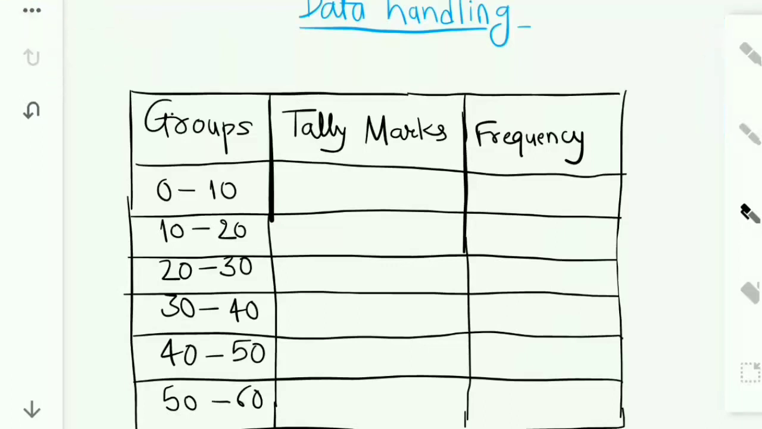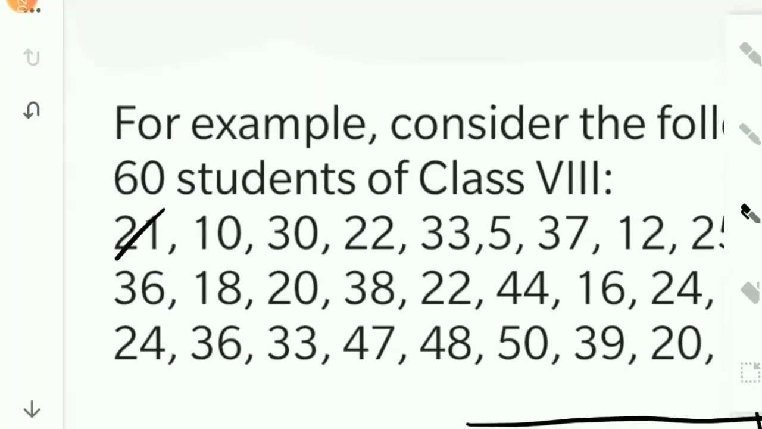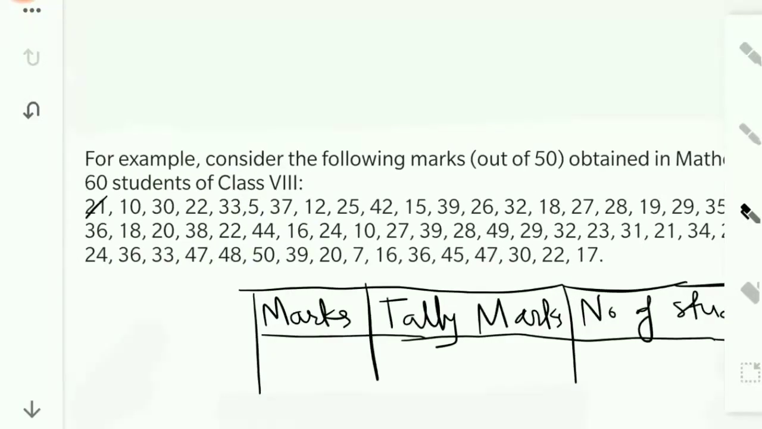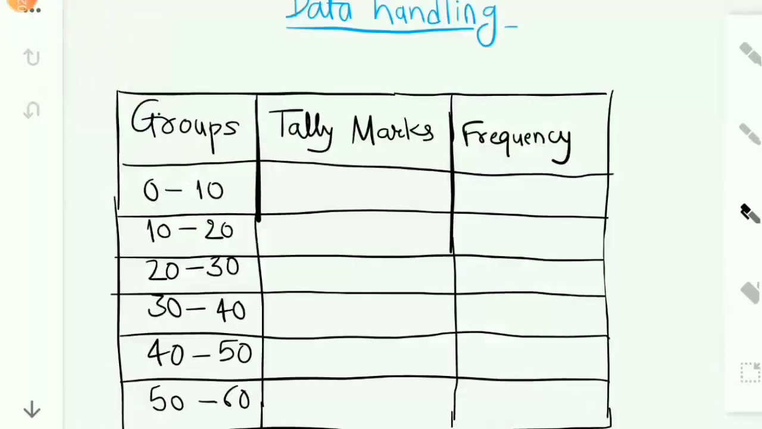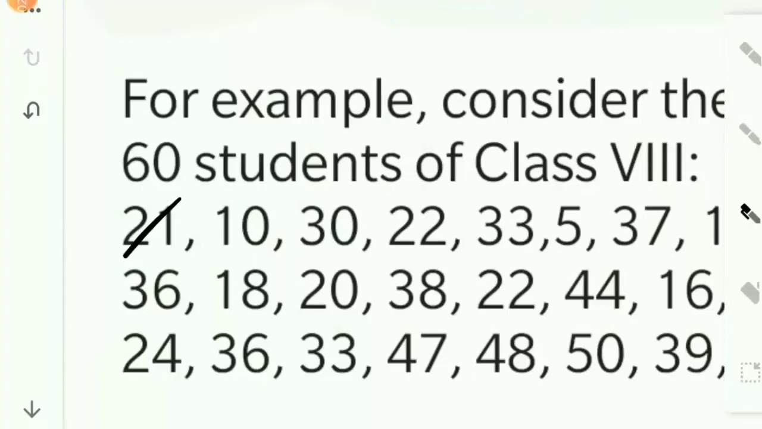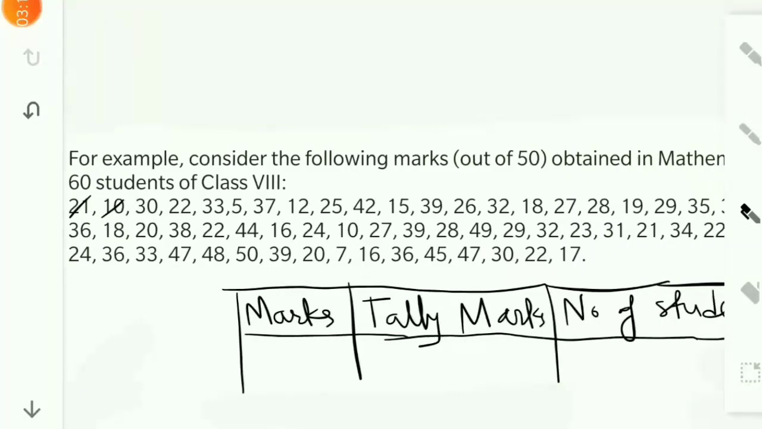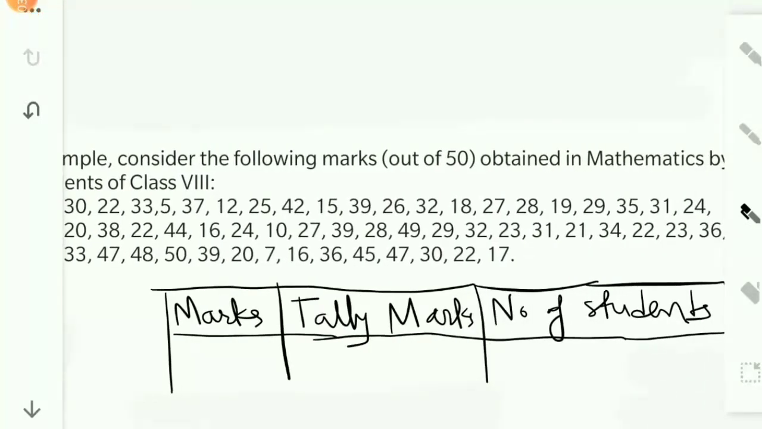That's right. Let's start grouping now. Let's look at our data now. 21 will come under the 20 to 30 interval. So let's mark it there. 20 to 30, one line. Next is 10. 10 will come under not 0 to 10, but 10 to 20. Let's mark it there. And mark all of these data according to the group that they belong to.